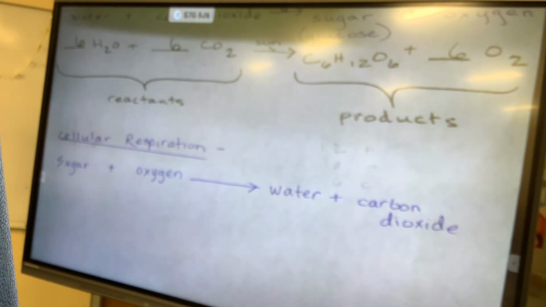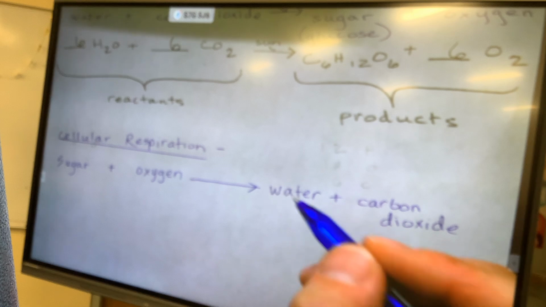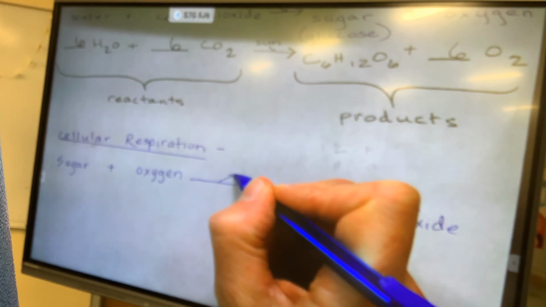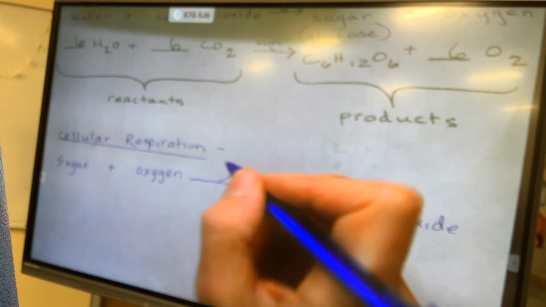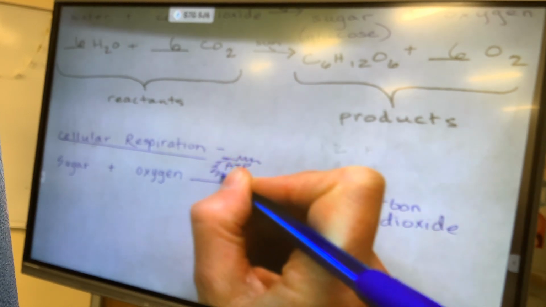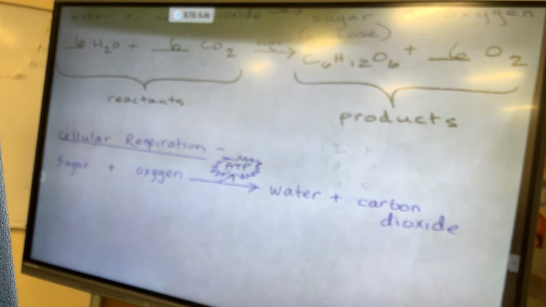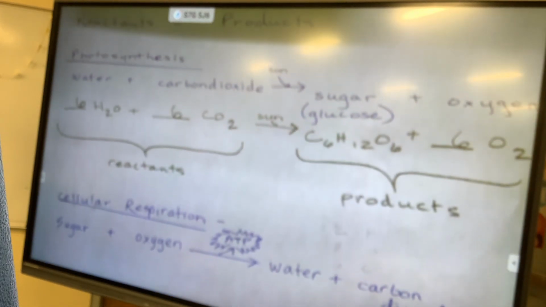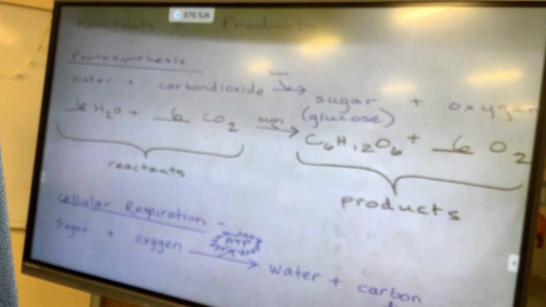Now the whole purpose of this equation, the whole purpose of cellular respiration, is to produce an energy-carrying molecule like ATP. So instead of putting energy in via the sun, during cellular respiration, we're putting energy out in the form of ATP, adenosine triphosphate. I don't need you to memorize all that stuff, but what I want you to understand is that there is a relationship between photosynthesis and cellular respiration. Who has already mastered today's challenge and can tell me the relationship between the two equations?